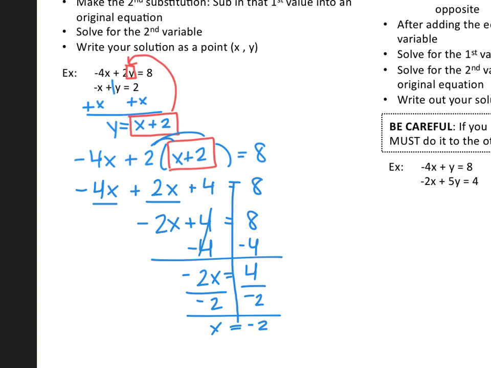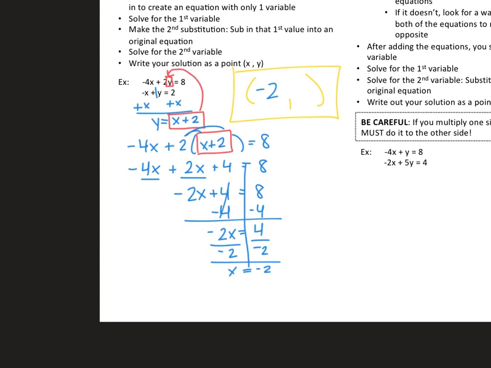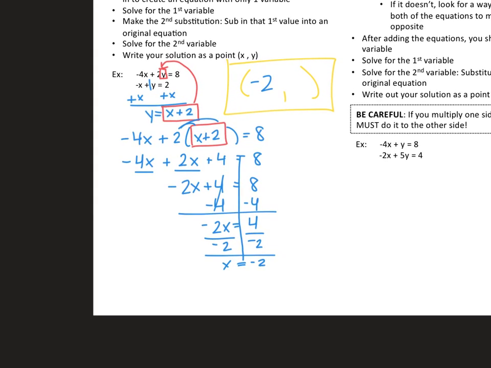Now, we're not done yet because that's only half of our answer. Remember, when you have a solution, it's going to be a coordinate, right? An x comma y. That's going to be our answer. And so for now, we have x is negative 2, but that's only half the answer. To get the second half, we need to plug it back in. So we're going to take this negative 2, and we're going to make a second substitution. So I'm going to go back and do negative 4 times negative 2 plus 2y equals 8, and then solve.